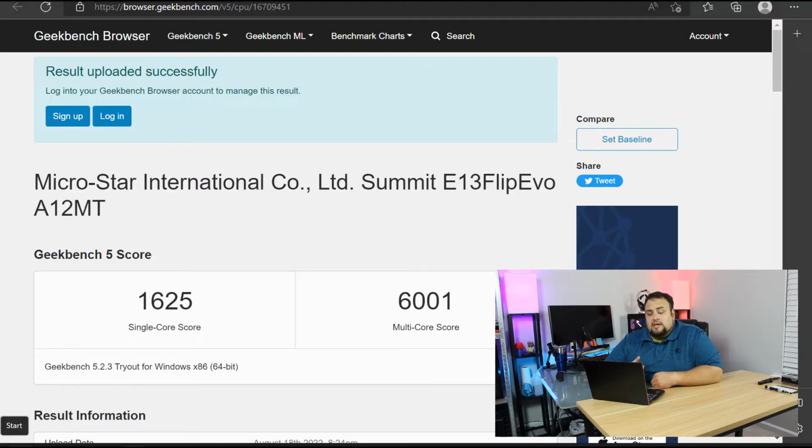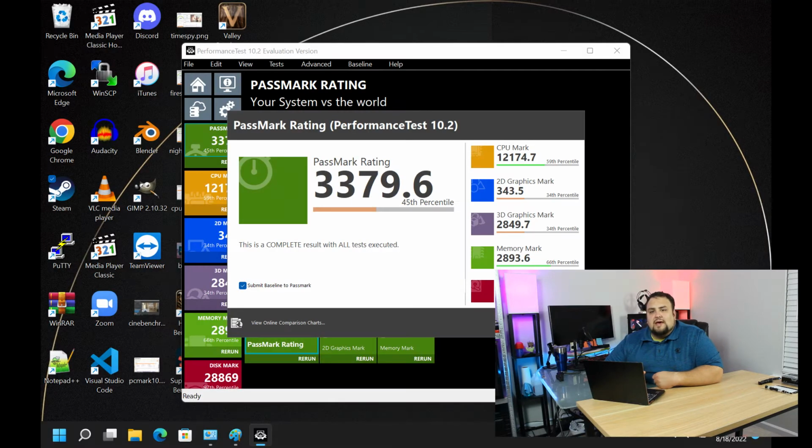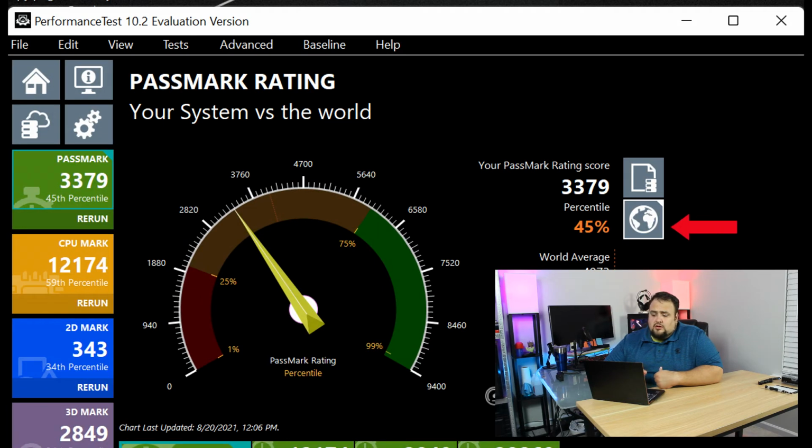All right, so let's look at Geekbench, where we had a single-core score of 1625 and a multi-core score of 6001. And we ran the OpenCL test, where we got a score of 18,339. And now let's look at the PassMark performance. And we scored in the 45th percentile at 3,379.